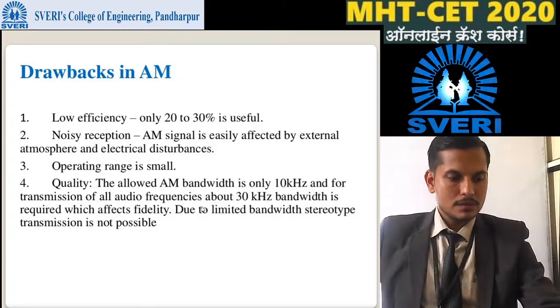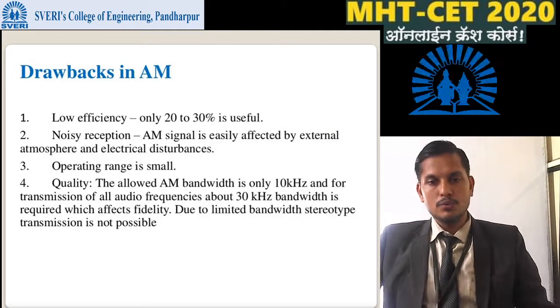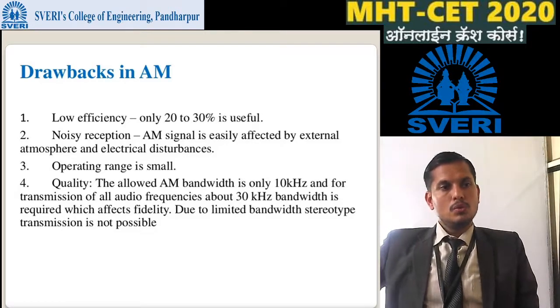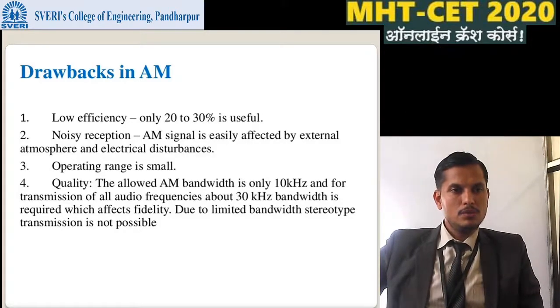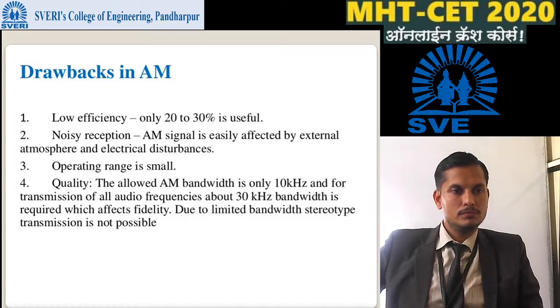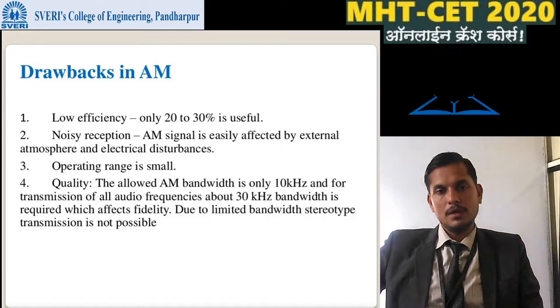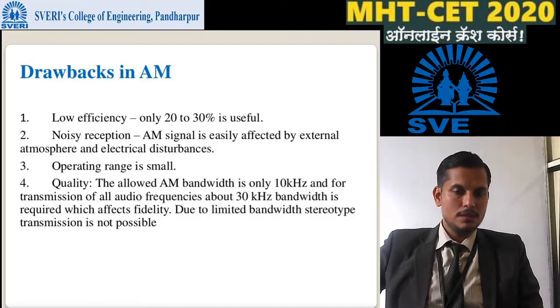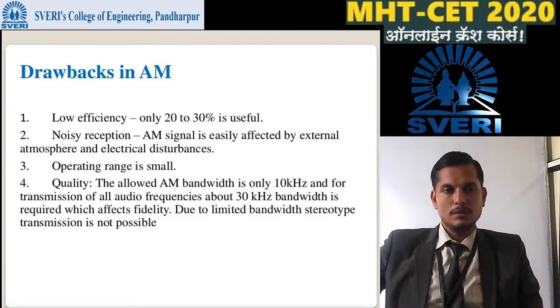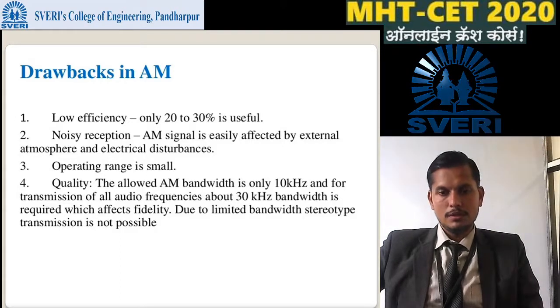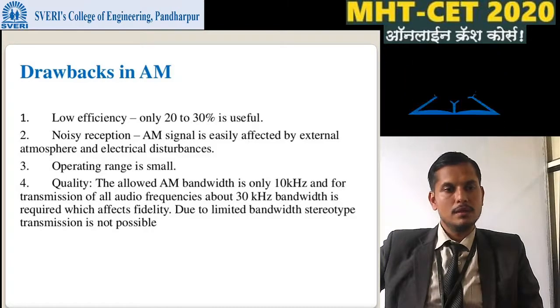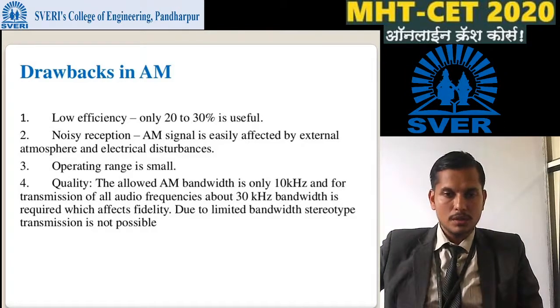Then what are the drawbacks that we have to check? First is low efficiency: only 20 to 30% is useful. Second is noise reception: the AM signal is easily affected by external atmosphere and electrical disturbances, that is unwanted signals mixed up, and we are not getting the signal clearly. That's why we use filtering, amplifying, and noise removal, and then we can get the original signals or original information.